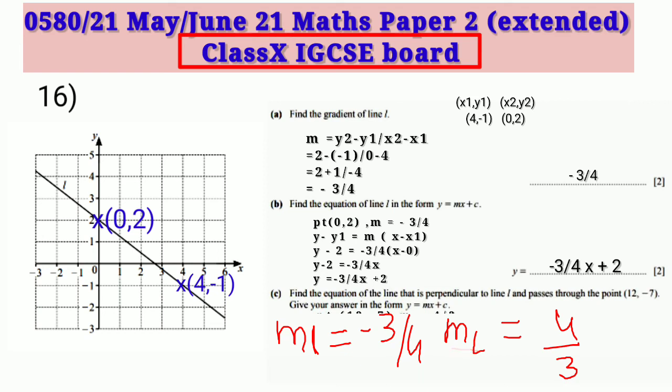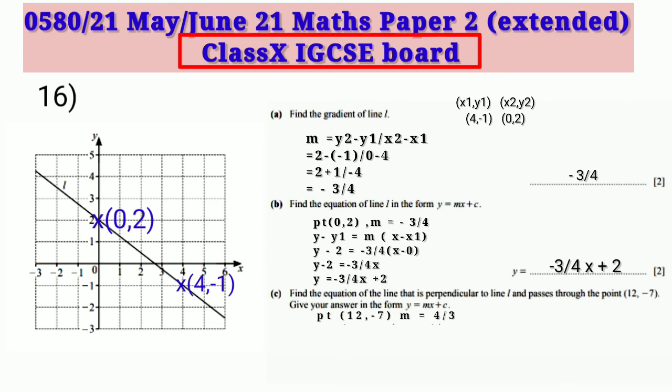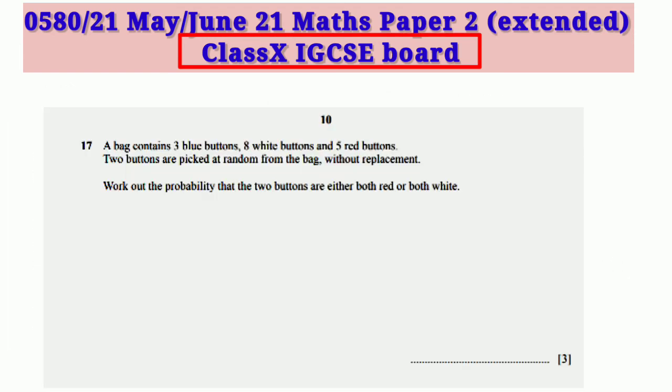We have one point (12, minus 7) and gradient 4 by 3. We will substitute in the equation y minus y1 equals m into (x minus x1). We have y minus minus 7 equals 4 by 3 (x minus 12). y minus minus 7 becomes y plus 7. On the right side we will multiply the bracket by 4 by 3. So we have 4 by 3 x minus 12 into 4 by 3. On cancelling we will get this as 16. 7 from the left side we will shift to the right, so our equation will be y equals 4 by 3 x minus 23.